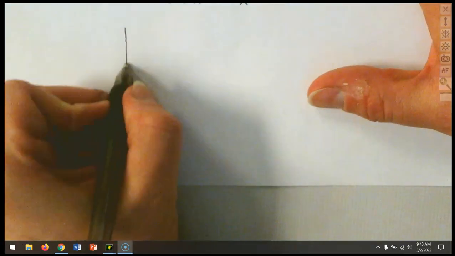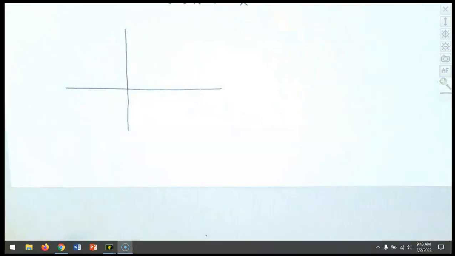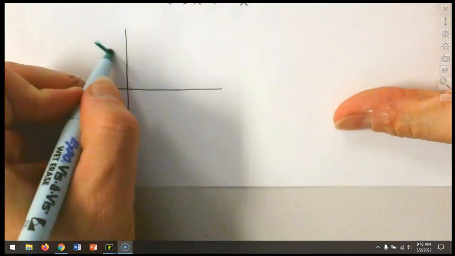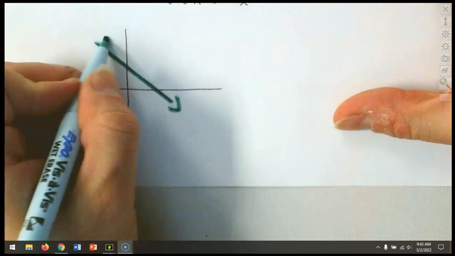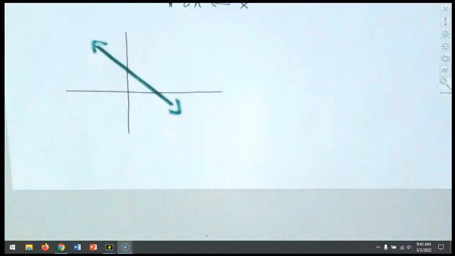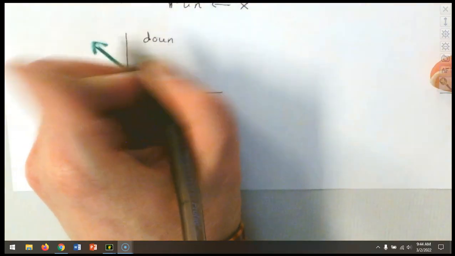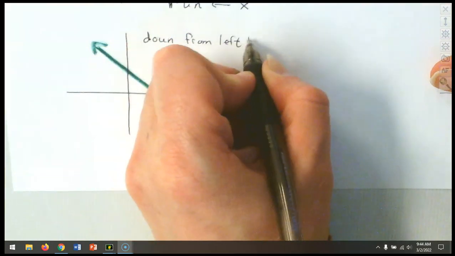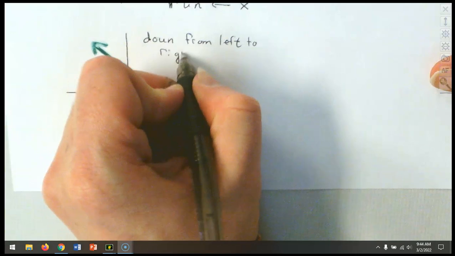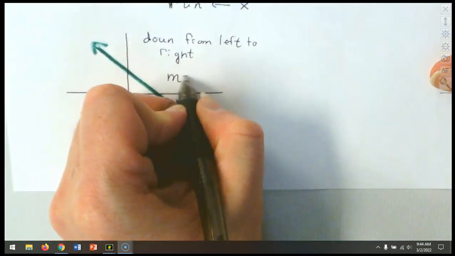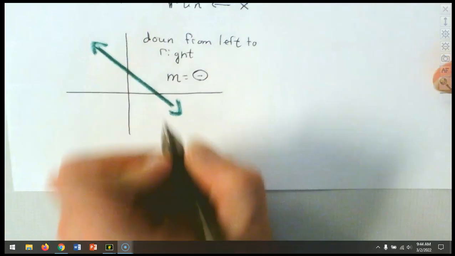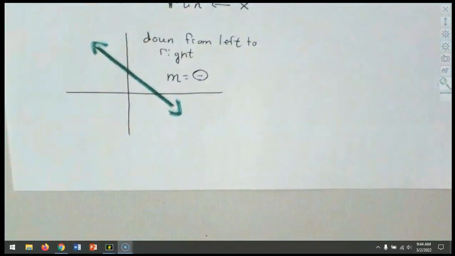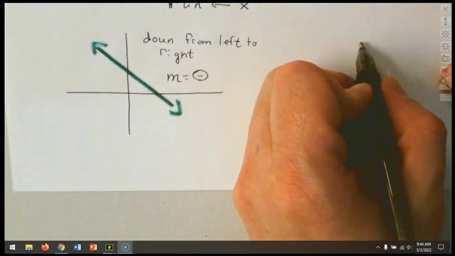So let's look at a line that goes down from left to right. If I give you this line and it goes down from left to right, what does that tell me about the slope? Well, if it goes down from left to right, then my slope is going to be a negative value. So if it goes down from left to right, it's negative. And the opposite is when it goes up.